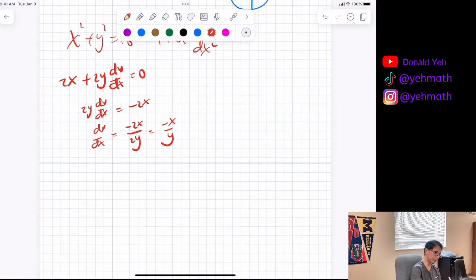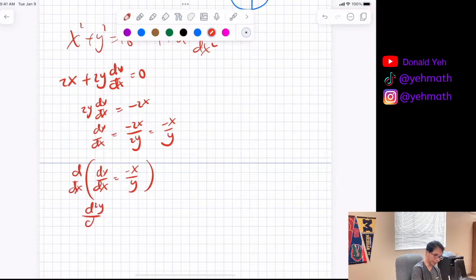No, once you get to here, this one is going to be like this. So I'm going to take a derivative again with respect to x. That's going to be d2y/dx2. And that's going to be low d high minus high d low over low low.